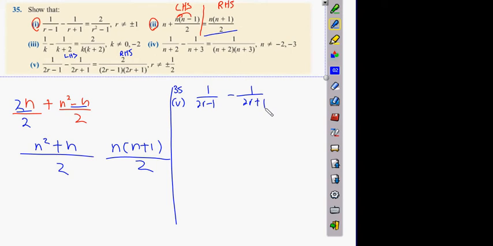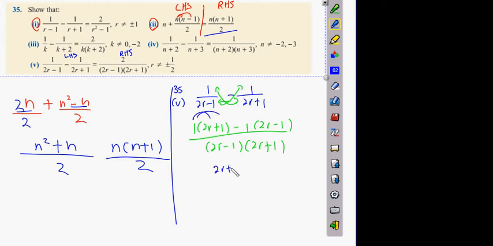Anybody tell me? Make it one fraction. How do you make one fraction now? Multiply the bottoms. Multiply up and then multiply the bottom two. So it's going to be 1 times (2r plus 1) minus 1 times (2r minus 1) all over (2r minus 1)(2r plus 1). And what now, guys? Change the signs and so on. So 2r plus 1, and then what do you say there? Change those signs. Minus 2r plus 1, all over (2r minus 1)(2r plus 1).